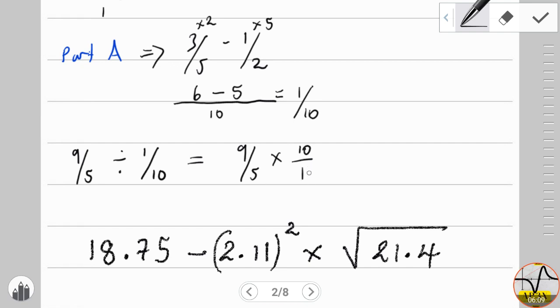So that becomes 10/1. So once again, if we're multiplying fractions, we're going to be cancelling numerators with denominators. So that's 5 into 5, 1, 5 into 10, 2 times. So our final result here of part A divided by part B is equal to 18. 9 times 2 is 18.